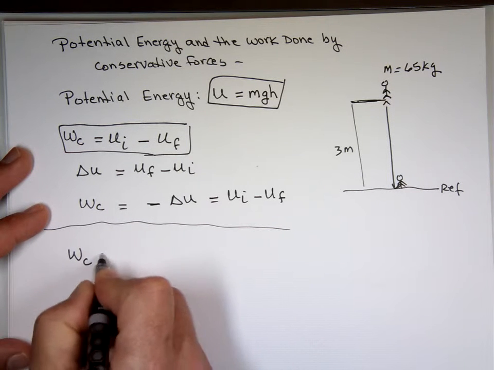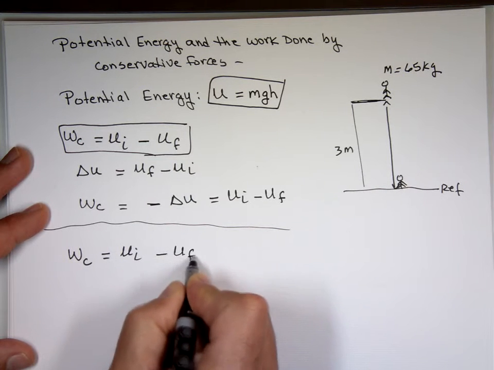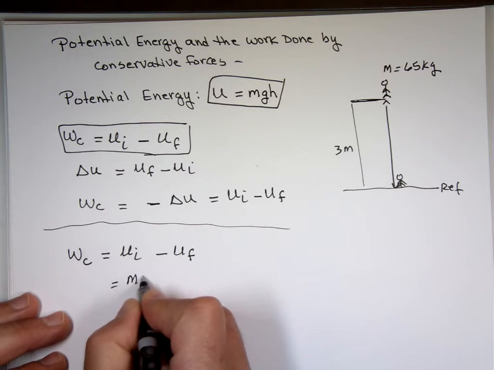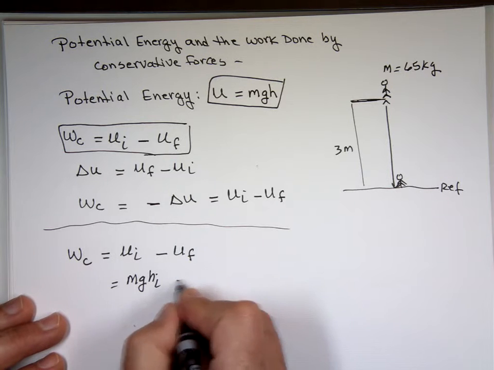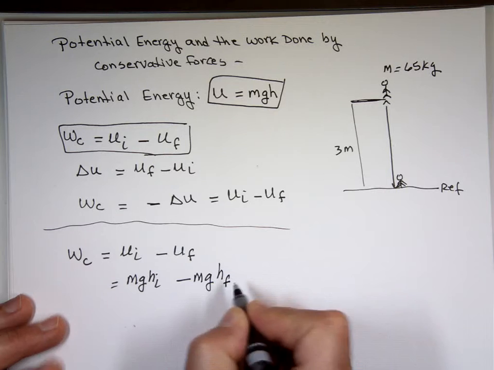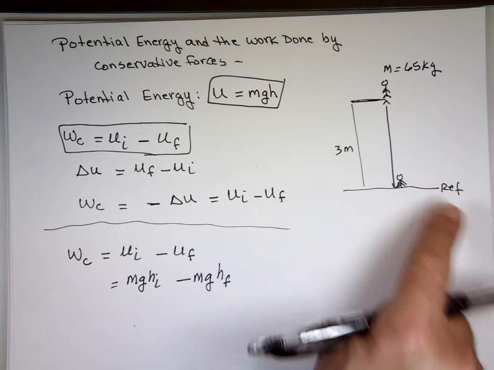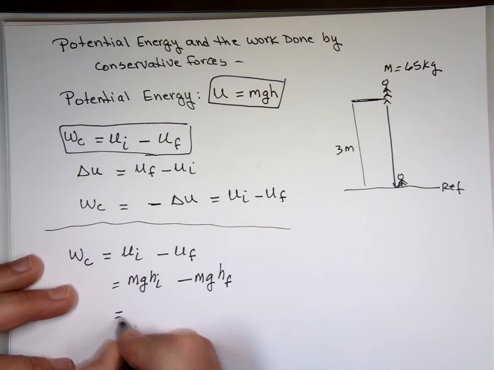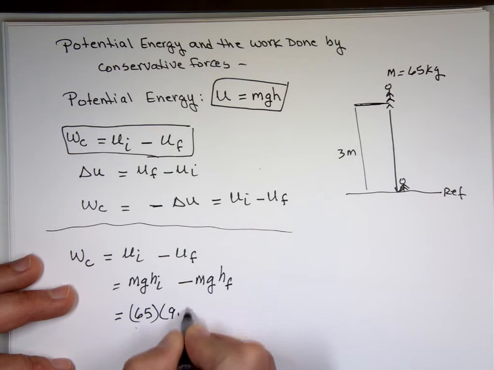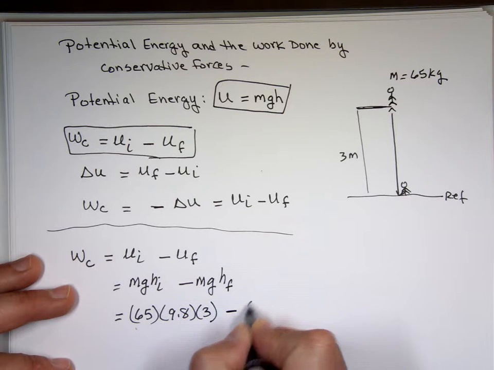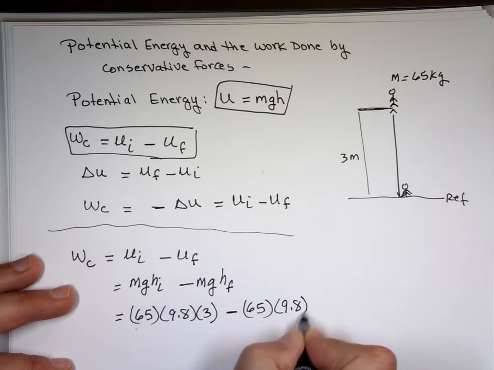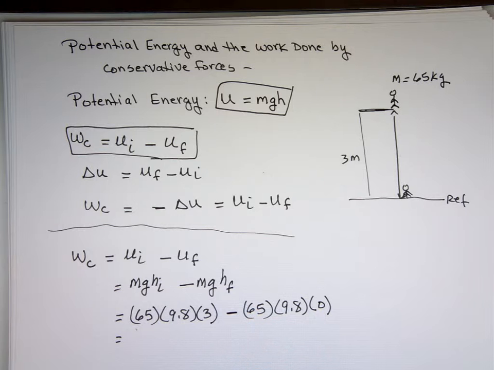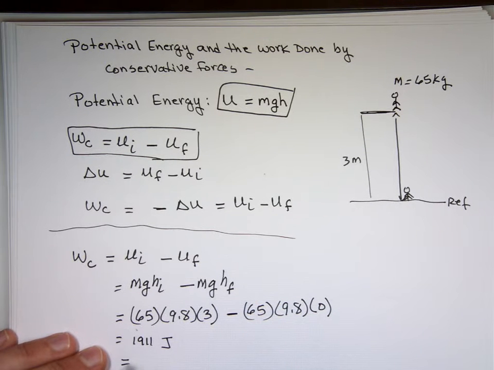Well, the work done by gravity is equal to the initial minus the final. Well, potential energy is what? The initial is the mass times gravity times the initial height. The final is the mass times gravity times the final height. If I use the water as reference, what was my initial height? Where was the person standing in reference to the water? 3. So the mass is what? 65. Gravity is what? 9.8. What was the initial height? 3. Minus the mass, 65, gravity, 9.8. What was that final height? 0. So what is the work done by gravity? It is 1911 joules, and again with 2 significant digits, that's 1900 joules.